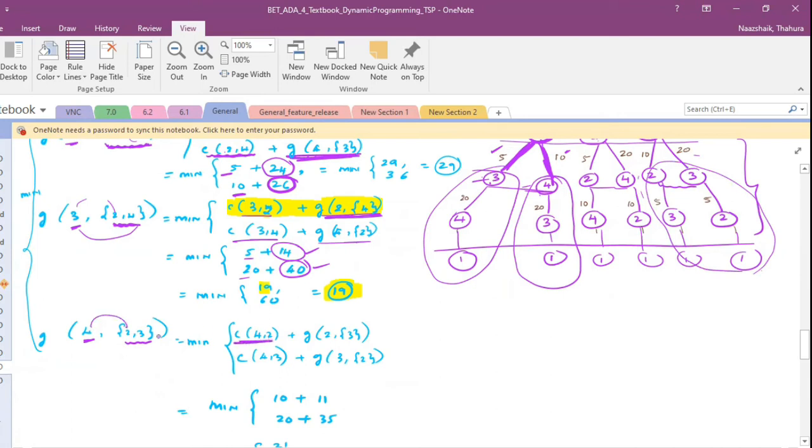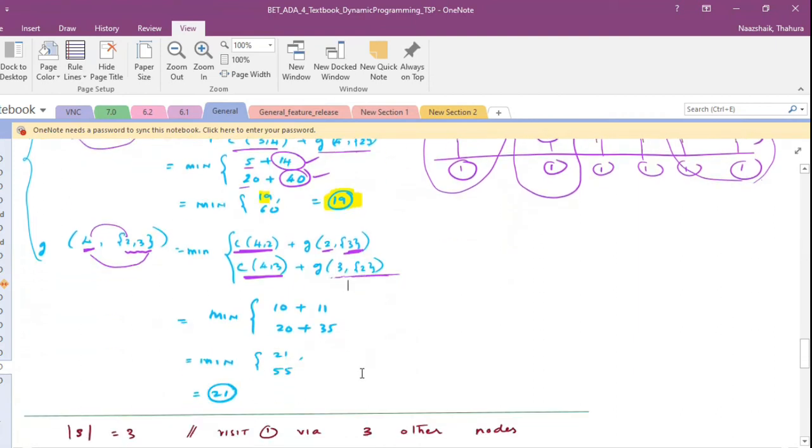4 to 2, direct edge. And from 2, you use the formula. Go via one vertex in the middle and reach 1. That's what it means. And similarly, 4 to 3, and then go via one other vertex to reach 1. It's the same formula substitution. This is the direct edge cost. This is the previous formula, what you have done, right?